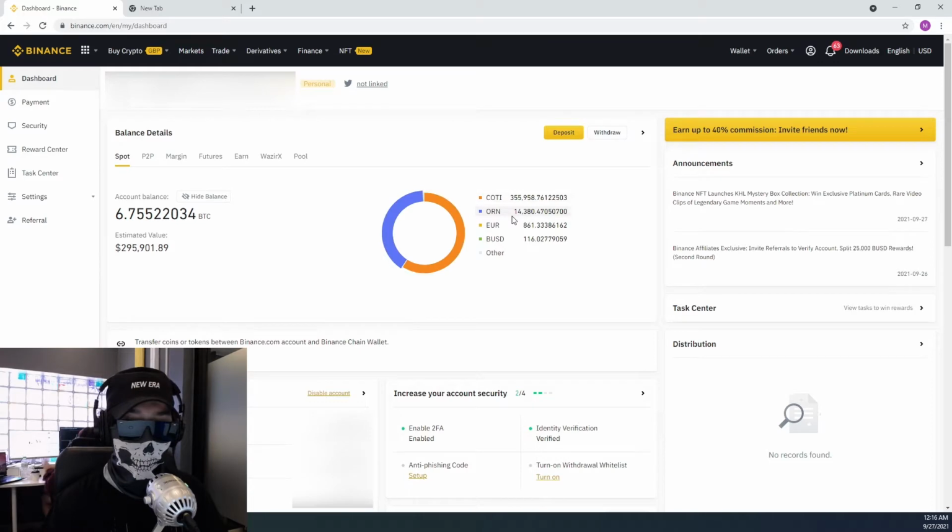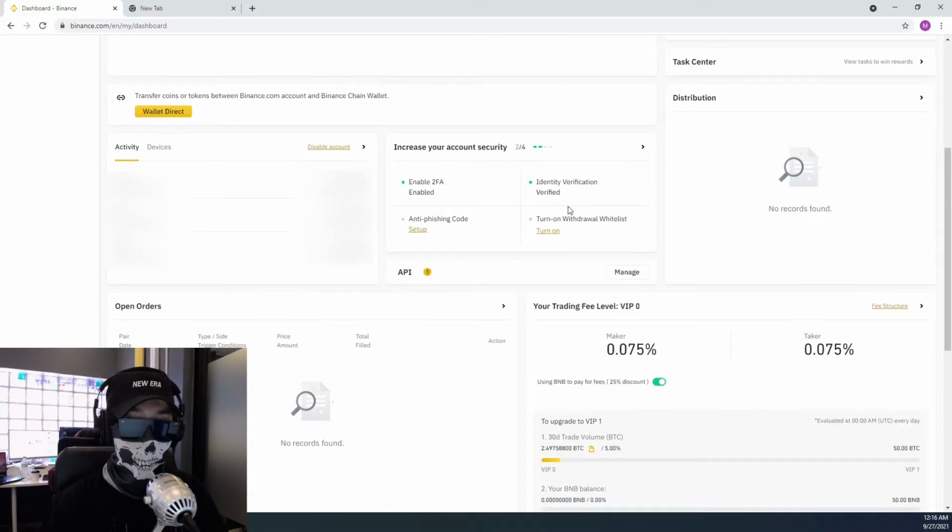You can see over here, these are some of the coins that I'm currently holding. And then if we scroll down over here, you want to increase your account security. So the first thing you want to do is enable two-factor authentication, because in case your account gets hacked, the hacker won't be able to get in unless they have access to your 2FA. Next, you want to verify your ID. This way you get access to the full features of Binance. And that's about it when it comes to the account security.